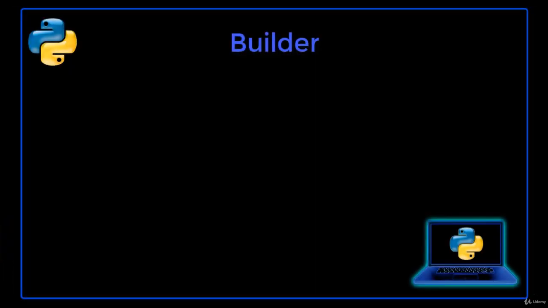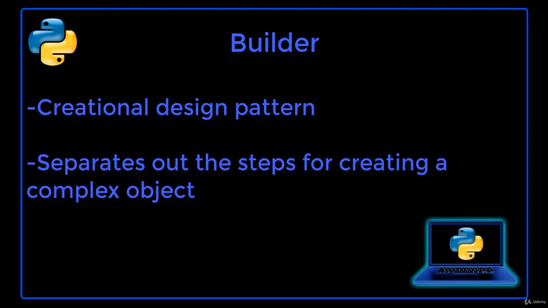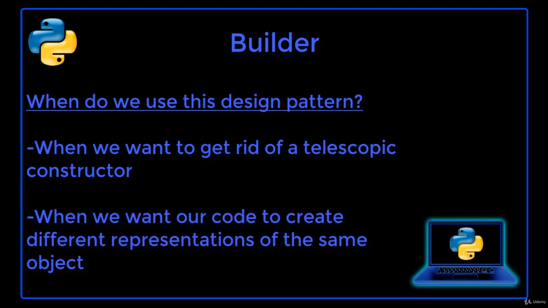In this lecture, we will learn about the Builder design pattern and how to implement it in Python. Builder is a creational design pattern. It separates out the steps for creating a complex object. We use it to construct a complex object step by step, and then return the object we created as the last step. The goal of the Builder design pattern is for different objects to be able to be created by the same process.